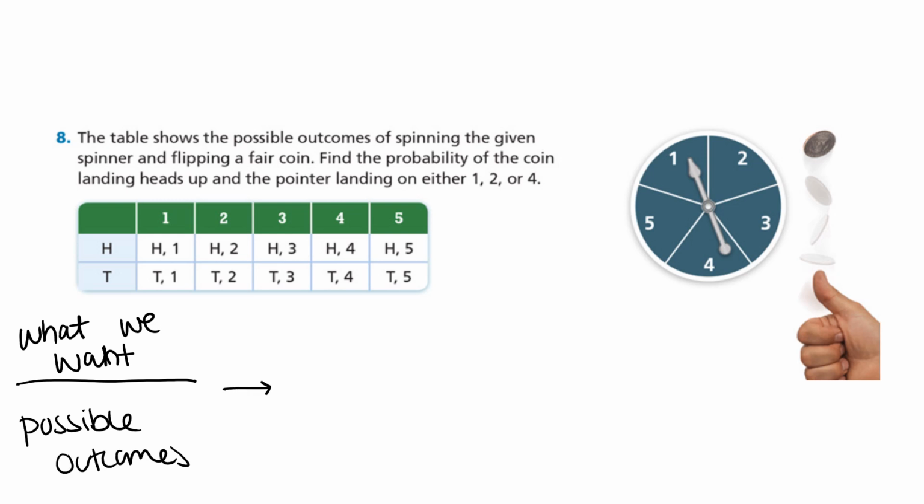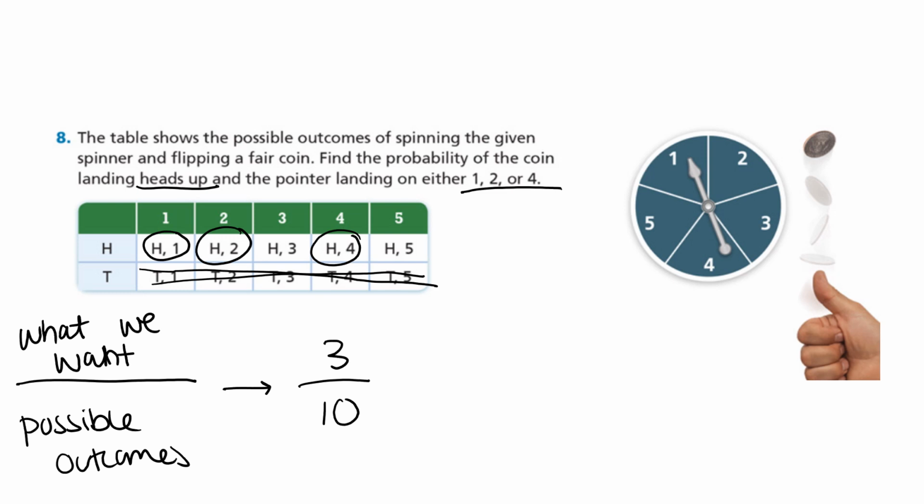So what we want is to have the coin land heads up. So we're not going to look at any of the tail values. And then we only want them to land on 1, 2, or 4, meaning there are 3 things that we want to have happen. That's the top part of our fraction. Our total number of possible outcomes was all of the boxes in the table, which is a value of 10. 3 over 10 is our fraction, which cannot be simplified. And when we solve our fraction, 3 divided by 10 is 0.3, which makes a value of 30%.